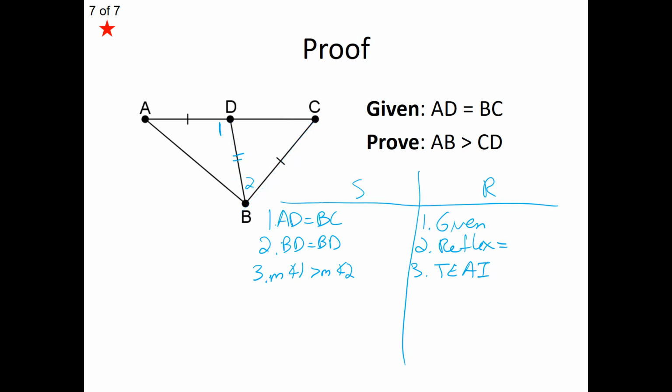Okay, I have two sides of one triangle equal to two sides of another, and the included angle of one is greater than the included angle of another. I can then compare the sides opposite. I can say that AB is thus greater than CD. Okay, I'm comparing sides here, the Hinge theorem. So there we have it. I can then prove AB is greater than CD because I have everything satisfied in the given of Hinge, which means the side opposite of angle 1 must be the greater side.